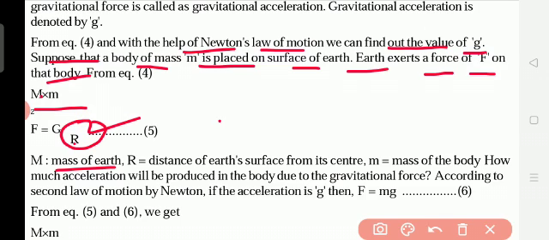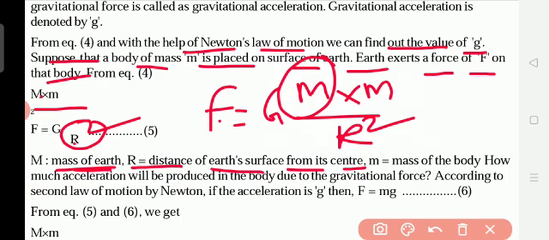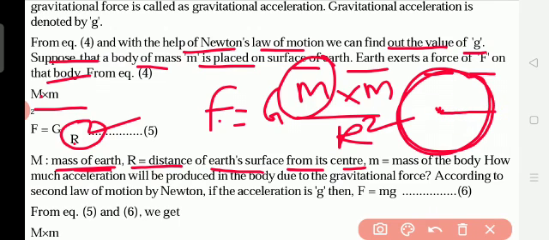See the textbook, page 161. F is equal to capital G, capital M into small m by r square. Here capital M is the mass of the earth, and capital R is the distance from the earth's surface to its center. This is the earth, and this is the center. Small m is the mass of the body, and the distance from the body to the center of the earth is the capital R.